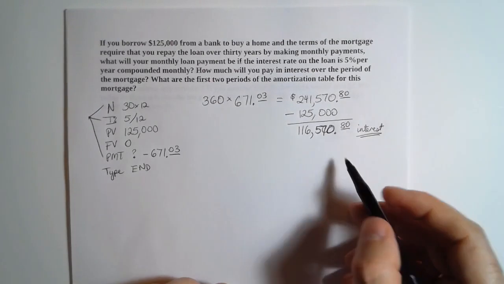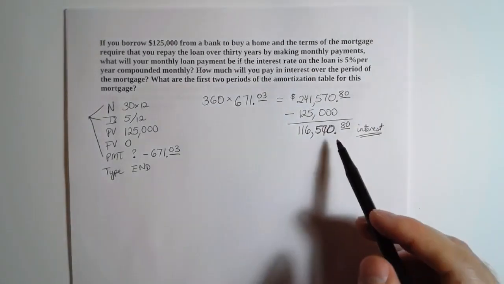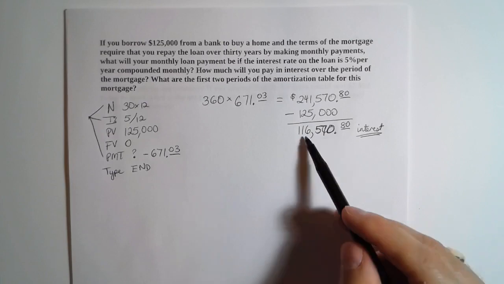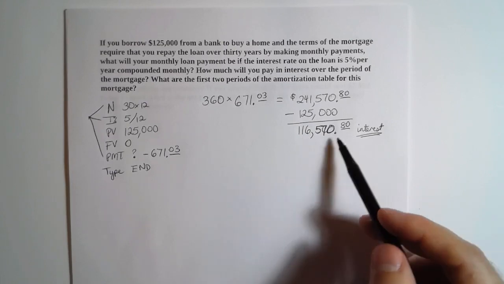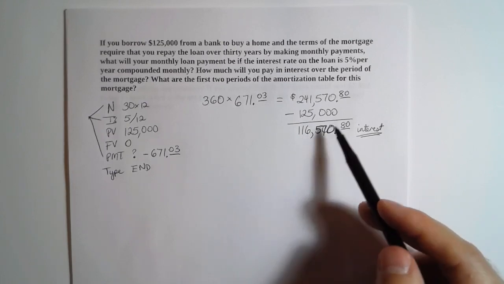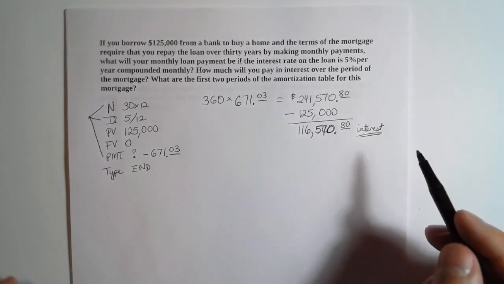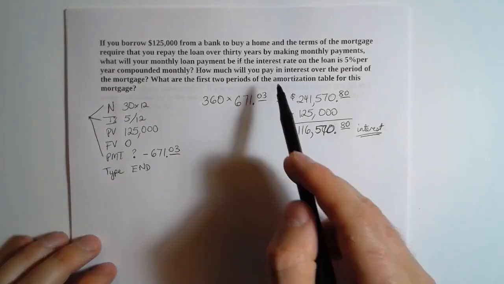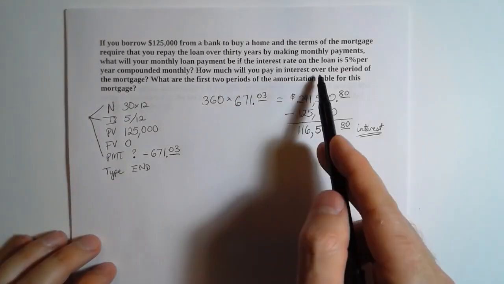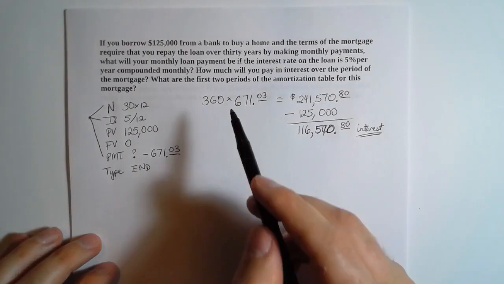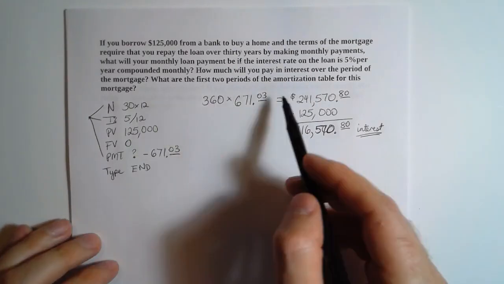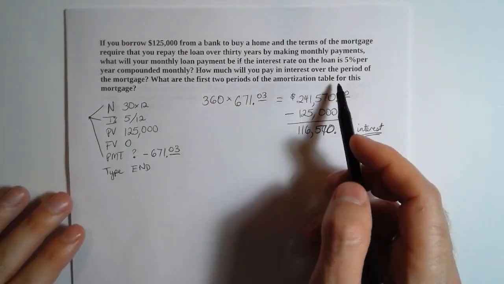So if you think about that for a moment, that's a little bit frightening, that you sent the bank $116,570.80 in interest, and the house actually cost $125,000. So you sent almost as much in interest as you sent in principal. So that's a little bit frightening. But in this case, you have answered the second question here, which is how much will you pay in interest over the period of the mortgage? The next question is, what are the first two periods of the amortization table for the mortgage?